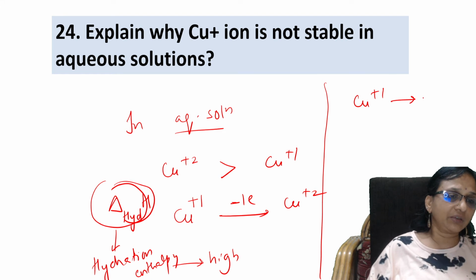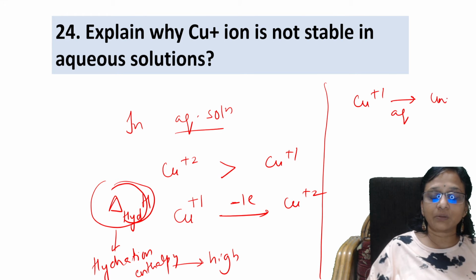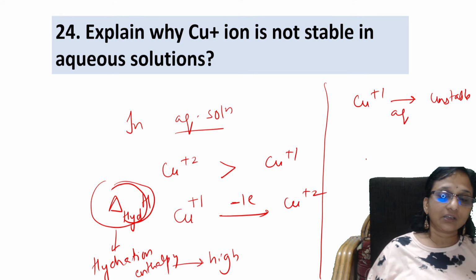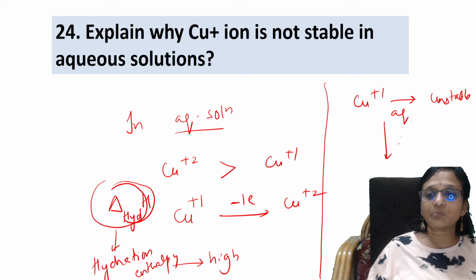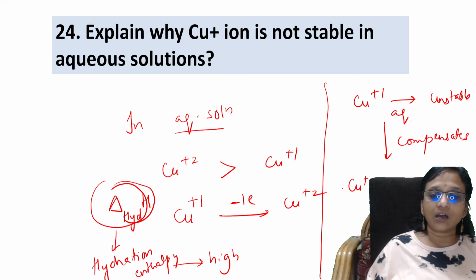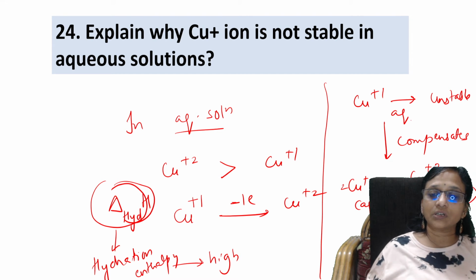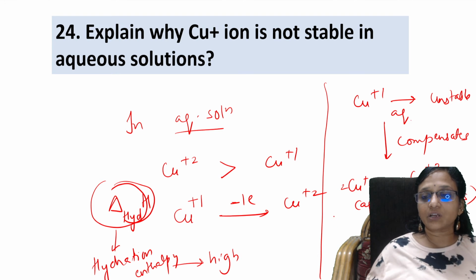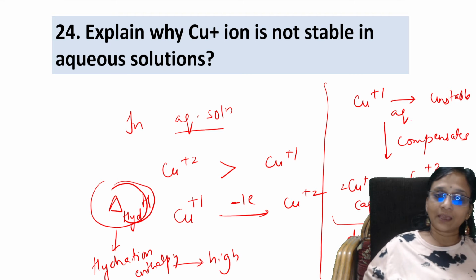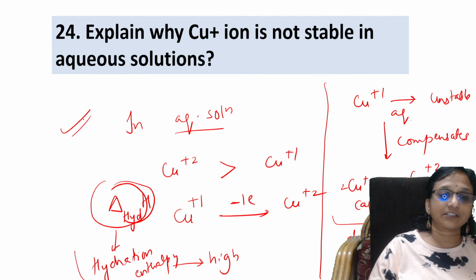Hydration enthalpy is very much. So in aqueous solution, because I am applying so much energy to pull out, it is unstable. To compensate for this, Cu+ will undergo a disproportionation reaction. It will undergo both oxidation and reduction, and it will become stable. So it disproportionates to form Cu2+, so that it becomes stable. Okay, so you are going to write this answer for that.